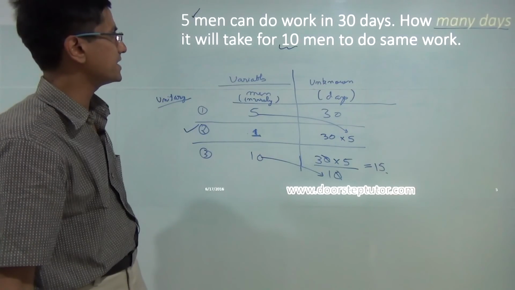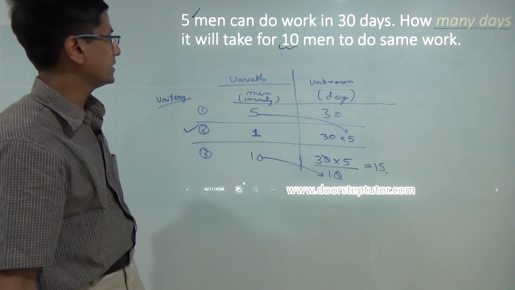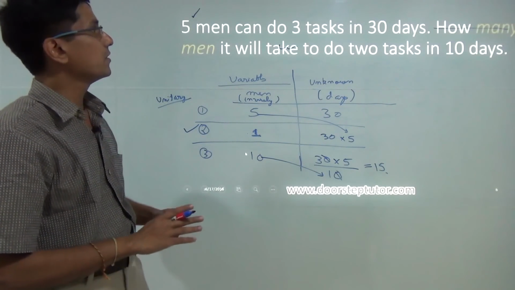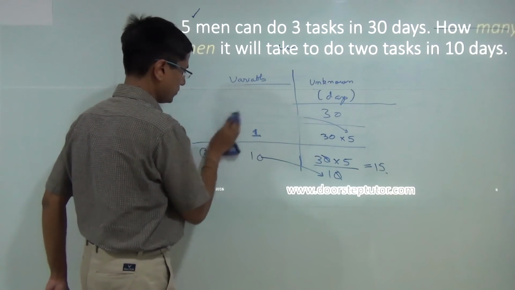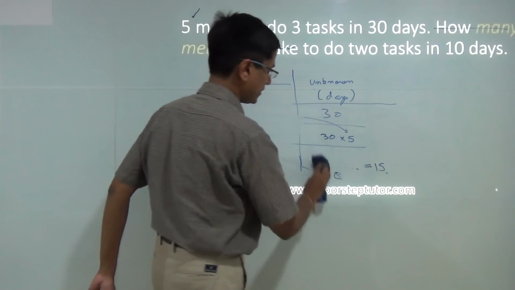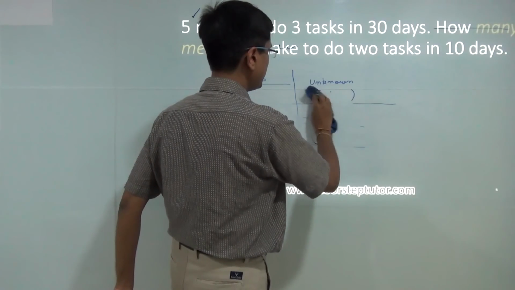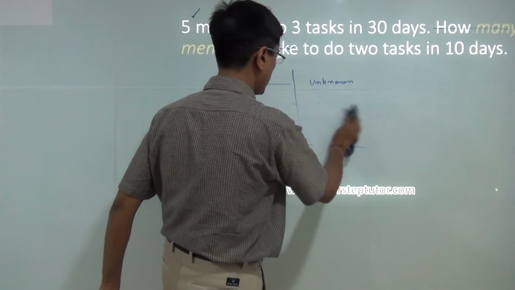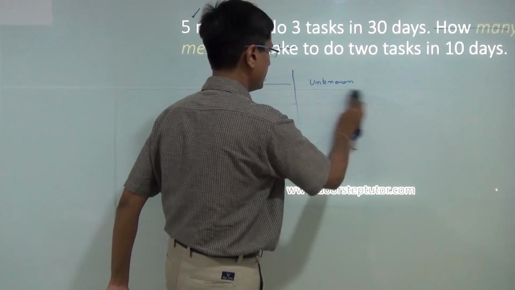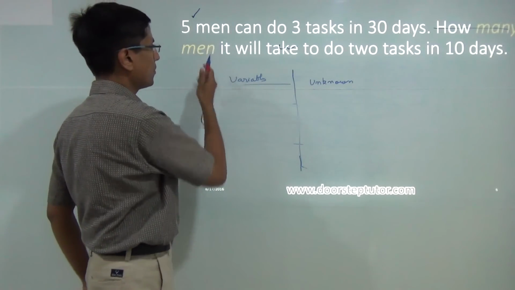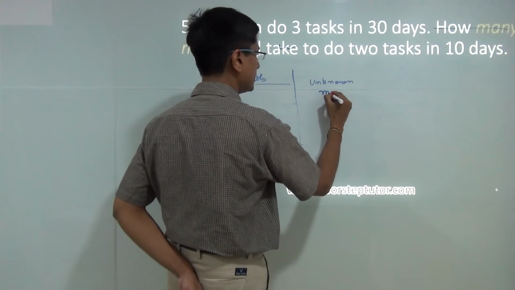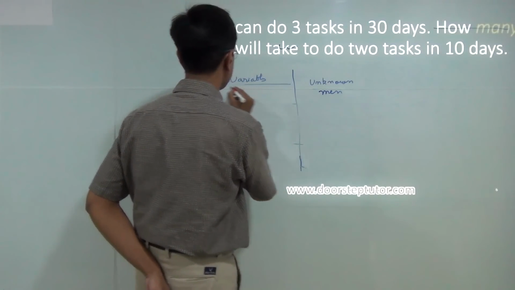Let's look at another example where there is a direct relationship. Okay. So let me rub this out. I have to remove all of this. I'll keep the top row, because I'll be reusing it again and again. Now my unknown is the number of men. So my men come here.